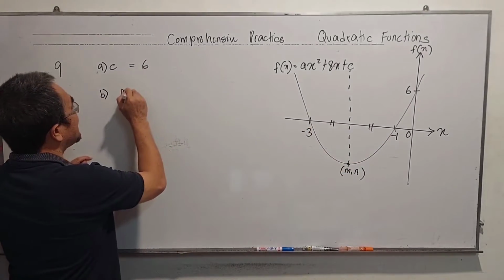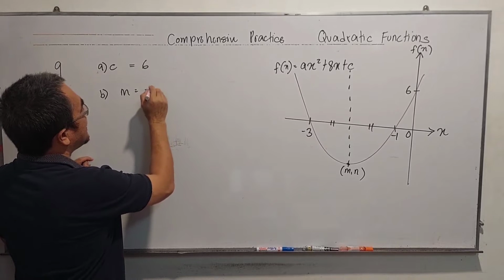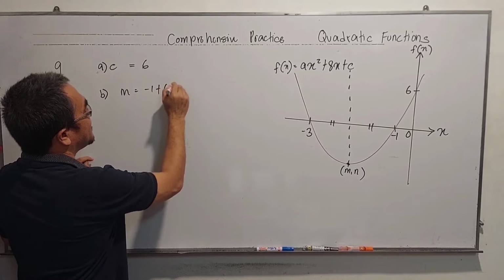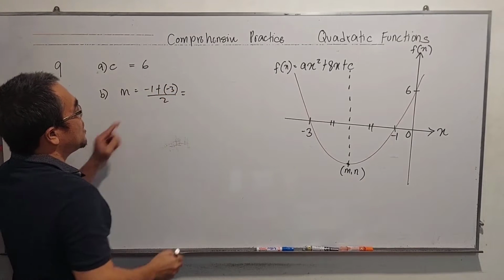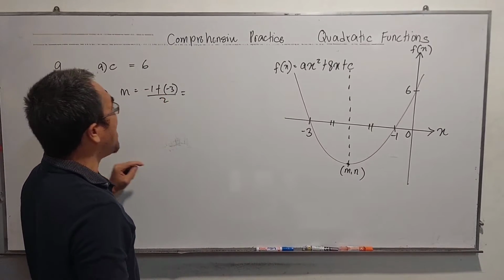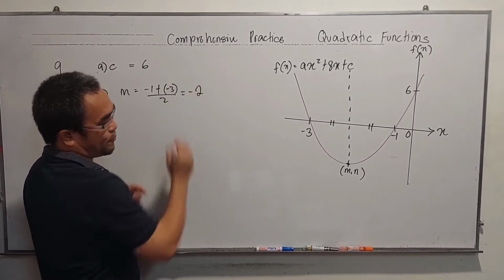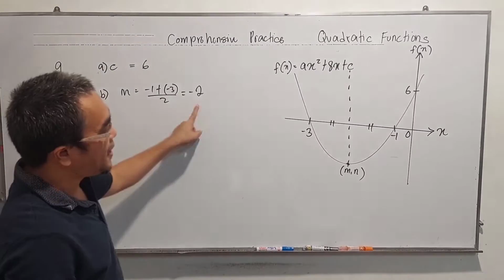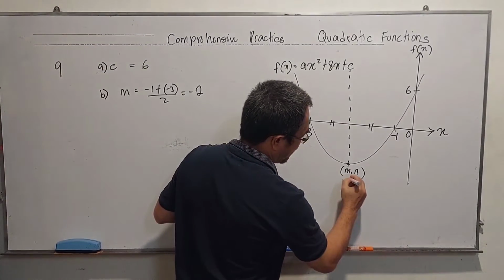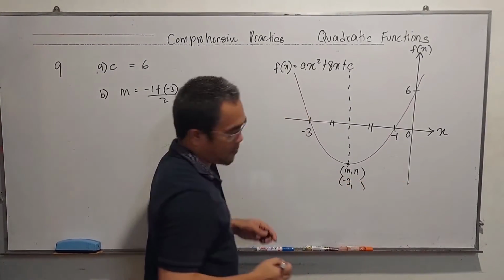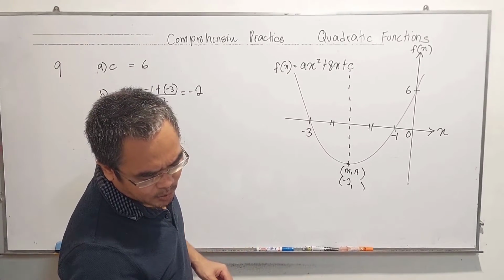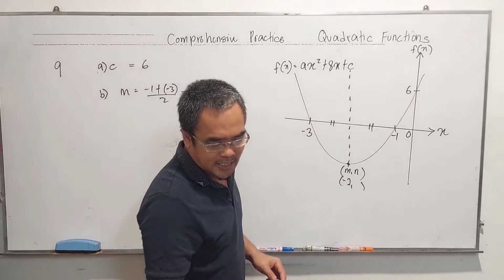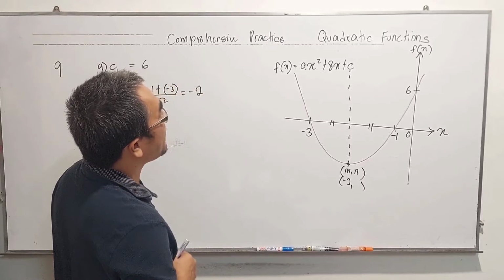So m is negative 1 plus negative 3 divided by 2. So negative 4 divided by 2 will be negative 2. So m will be negative 2. The next question is C. What is the value of a?